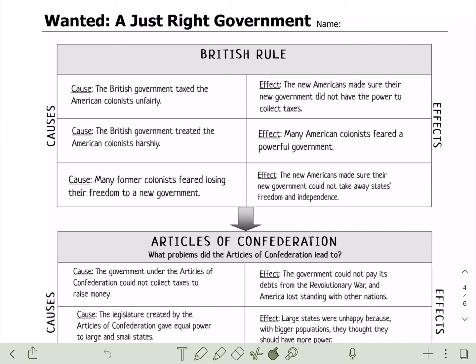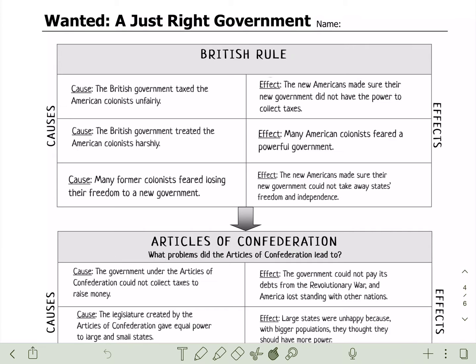I thought I'd go over yesterday's assignment just to make sure that everybody's clear on what you were trying to accomplish with the cause and effect sort. So the first section, under British rule, I think probably was pretty straightforward for you, looking at issues that the British caused the American colonists.